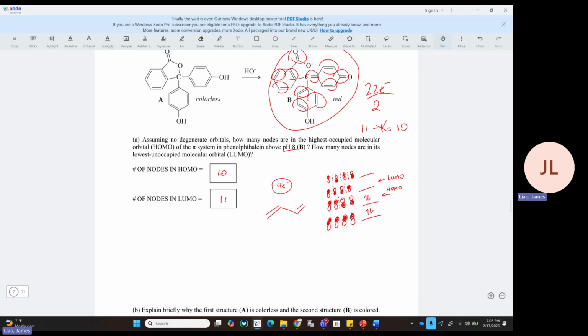Remember, a pi bond has 2 electrons. What if it's part of the conjugation? That means it's part of the molecular orbital conjugation system. So I'm counting every single pi bond that's involved with the conjugation. And with phenolphthalein, there's a lot of conjugation happening all around the place. So that's why I'm counting the carbonyl oxygen, because it's part of the conjugation system. Okay.